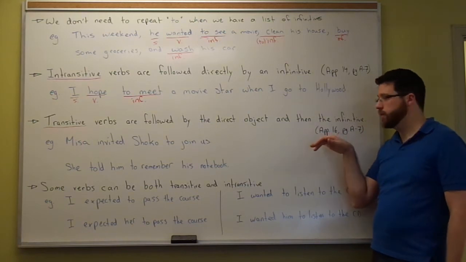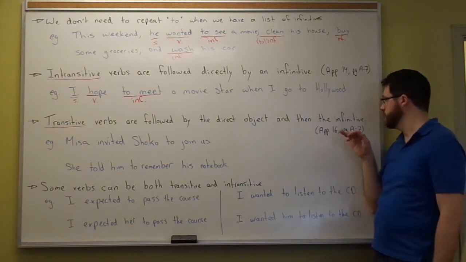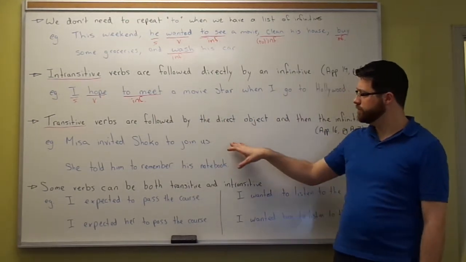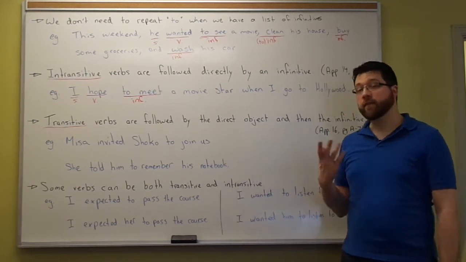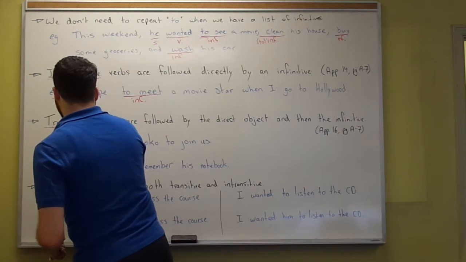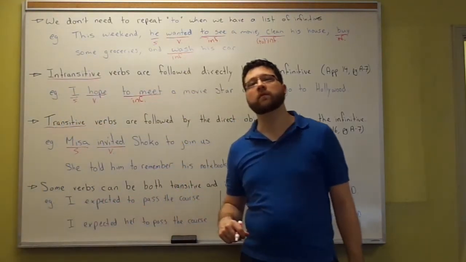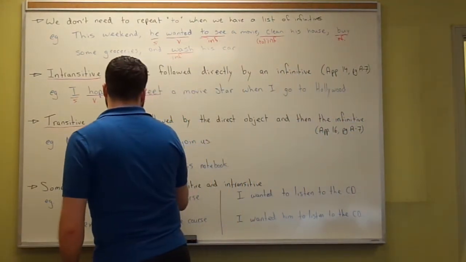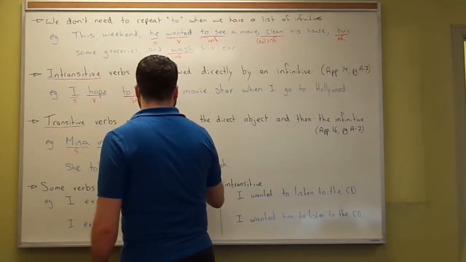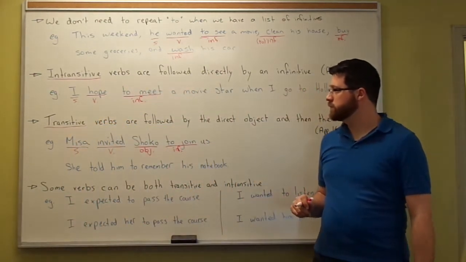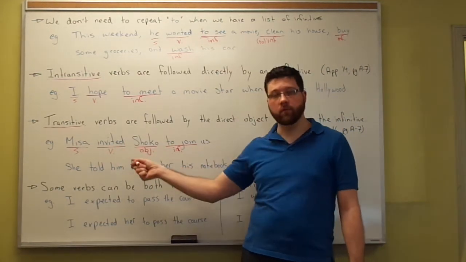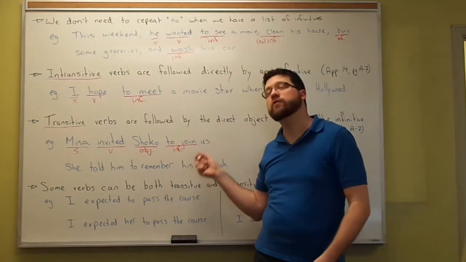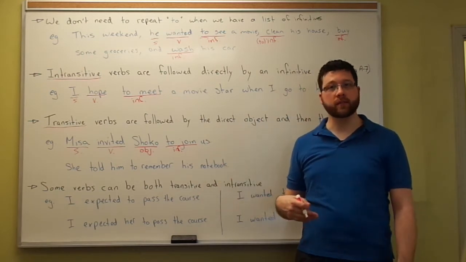And there's a different list. So in your book, Appendix 16, on page A7, has a list of transitive verbs. And again, I've got two examples here for you. The first is, Misa invited, and here we need an object. Who did Misa invite? Misa invited Shoko to join us. Infinitive. So Misa invited someone. Who? Shoko. To do what? To join us. Maybe we were going to the movies.